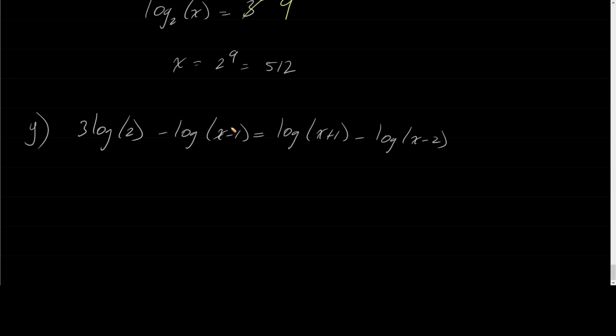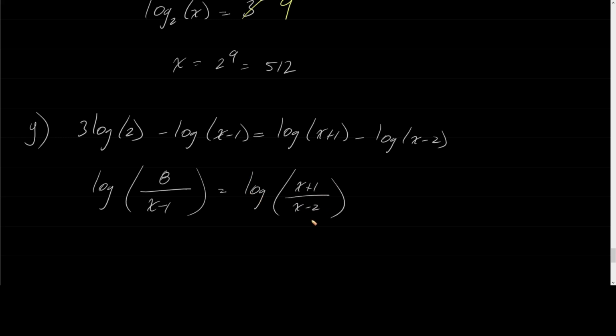And, well, the very first thing I'm going to do here is write each side as just one logarithmic statement, all right? We want to make sure that we have no more than one logarithmic statement on each side. So on the left side, I'm going to have log of, well, bring this 3 to the exponent here, from the power rule. So log of 8 over x minus 1. This x minus 1 is on bottom from the quotient rule. Is equal to log of x plus 1 over x minus 2.